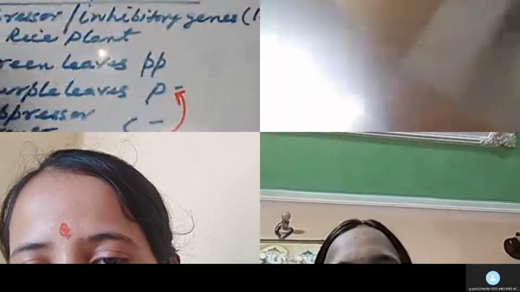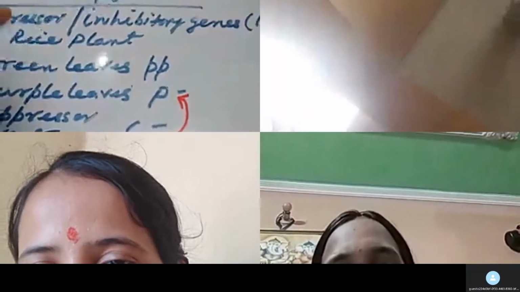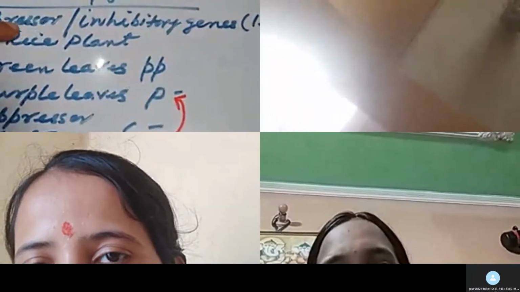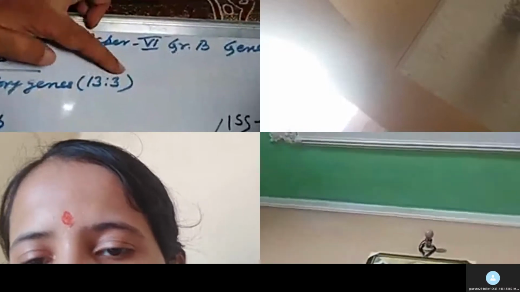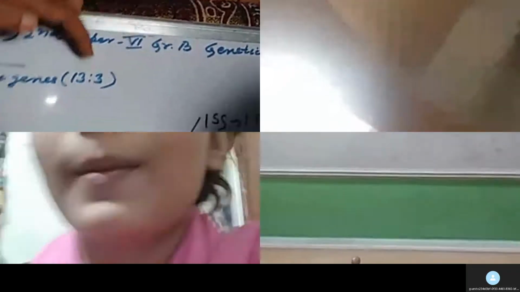I have written here the interaction of genes, and one example of gene interaction which we are going to study today is the suppressor or inhibitory gene. The phenotypic ratio of this type of gene interaction is 13 to 3.